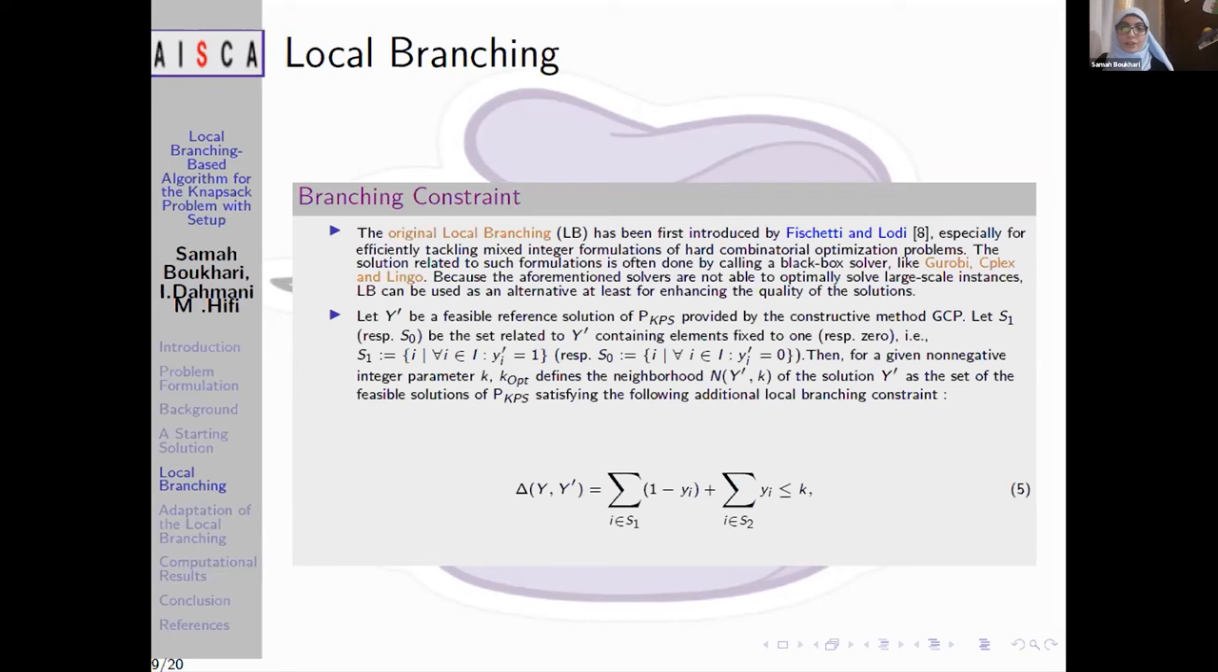And the constraint, inequality 5, presents the delta constraint that defines the neighborhood N of the vector y prime.